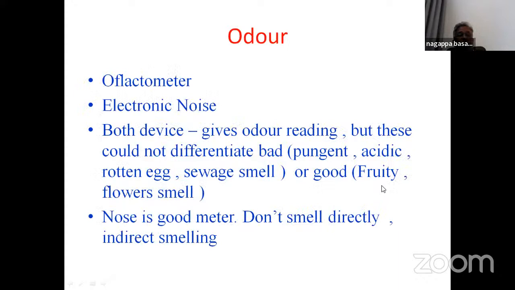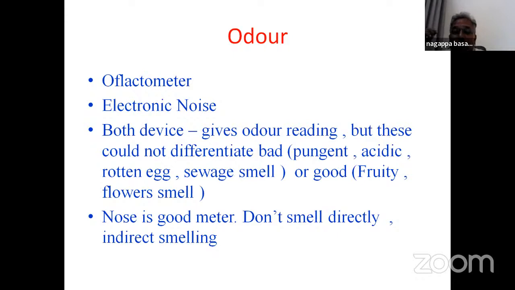Odor: there is no meter at all. An olfactometer is there, and two electronic devices are available, but both give odor readings for bad smell as well as for good smell. It does not recognize which is a bad smell and which is a good smell. That's why we are not using any meter for odor measurement. Our nose is the meter. Whatever smell is coming, we write it directly.